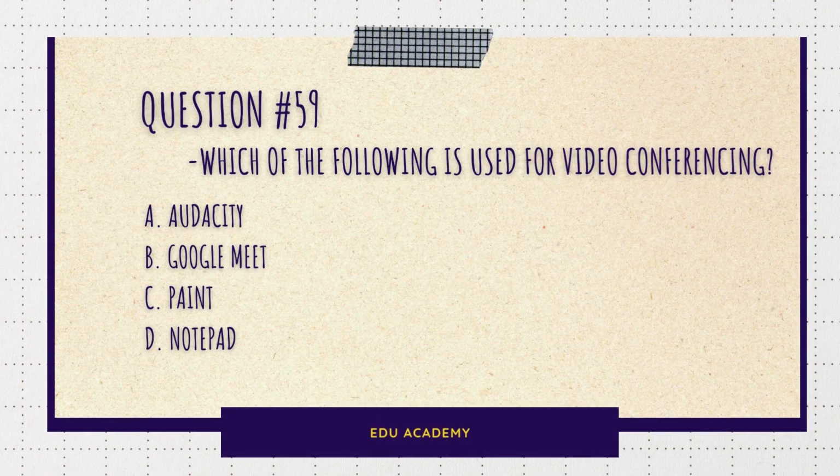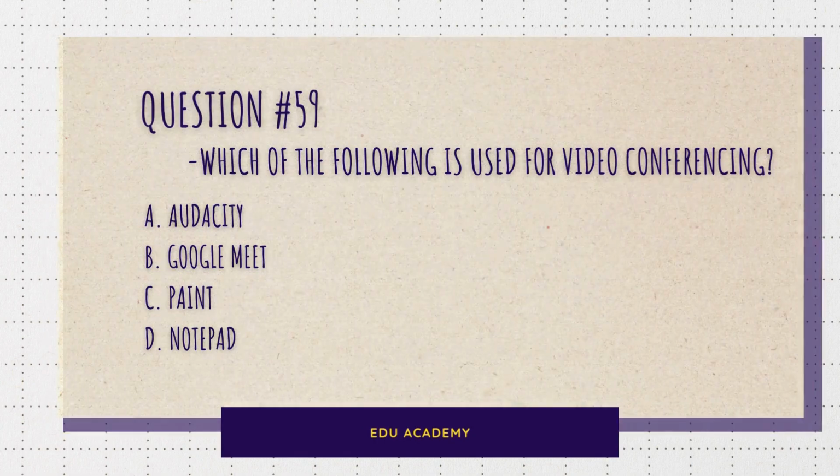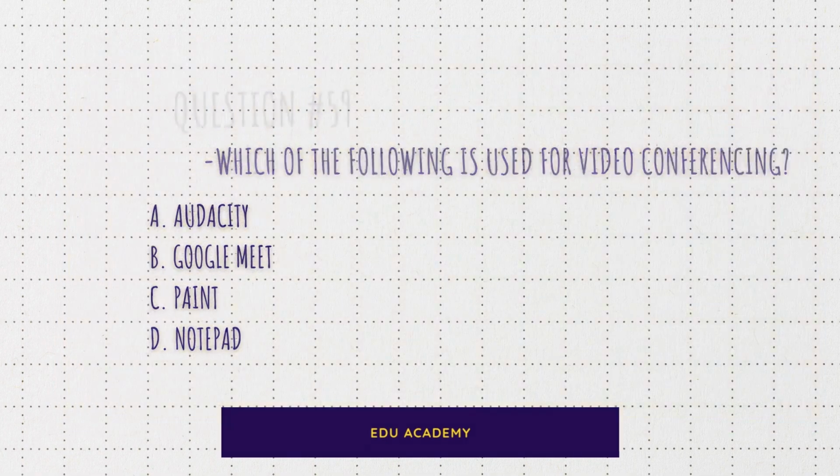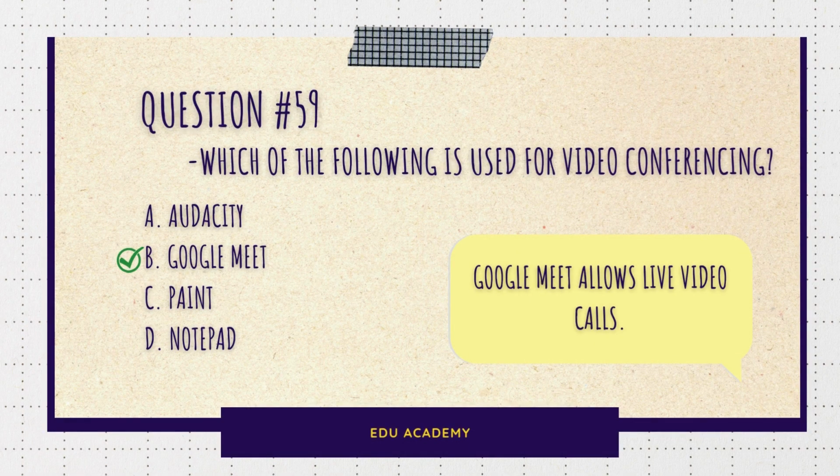Question 59. Which of the following is used for video conferencing? A. Audacity. B. Google Meet. C. Paint. D. Notepad. You have 10 seconds. Time's up. Answer B. Google Meet. Google Meet enables real-time video and audio meetings over the internet.